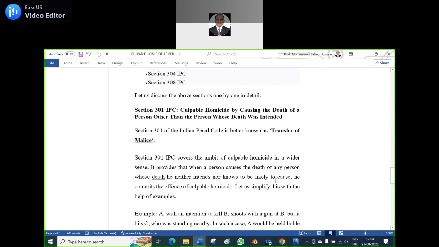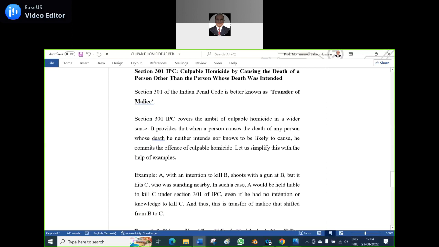How much is the punishment? Section 301 of the IPC covers the ambit area of culpable homicide in a wider sense. It provides that when a person causes the death of any person whose death he neither intends nor knows to be likely to cause, he commits an offense of culpable homicide. Let us simplify this with the help of an example.